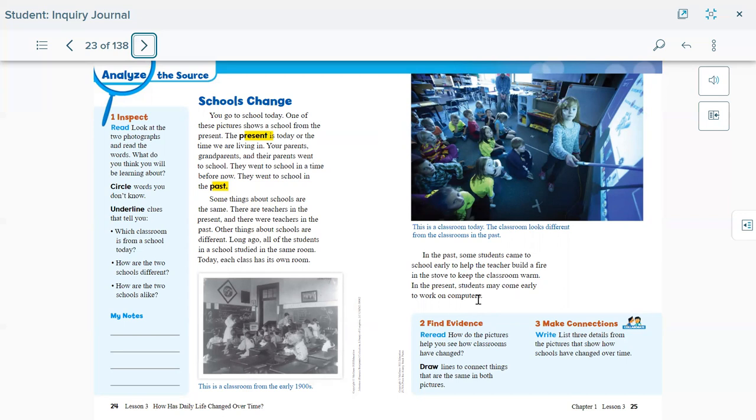So if we look at the two photographs over here, inspect, look at the two photographs and read the words. What do you think you will be learning about? Now, just reading the title, Schools Change, that means I'm talking about differences and comparing schools and what changes happened. So things that happened long ago and things that happen nowadays.